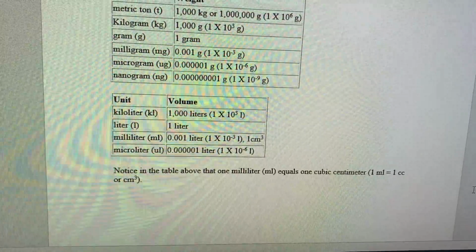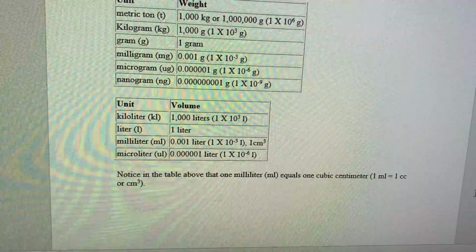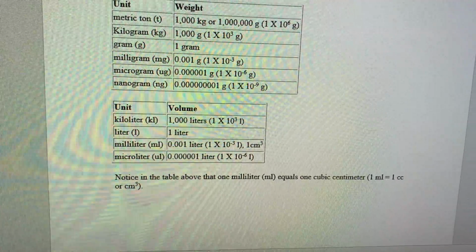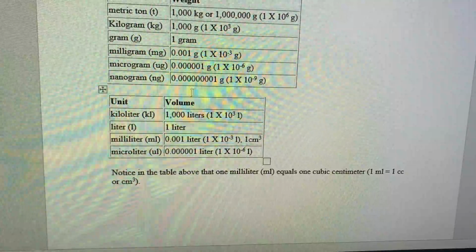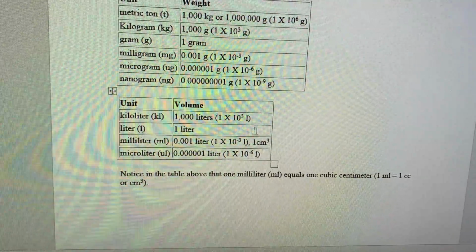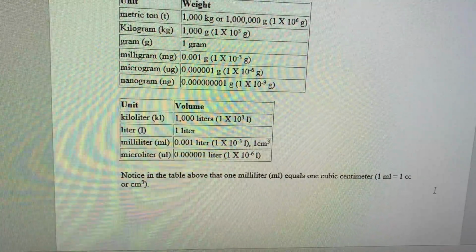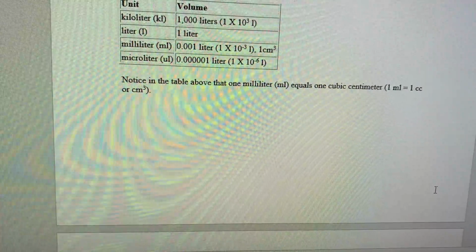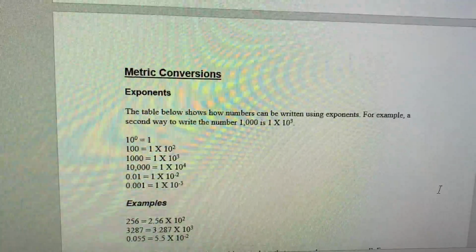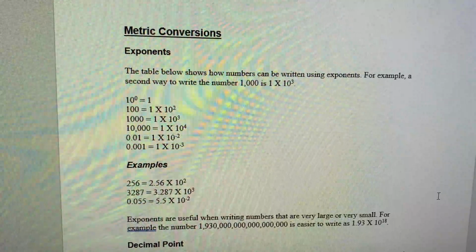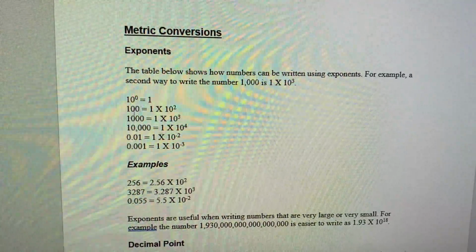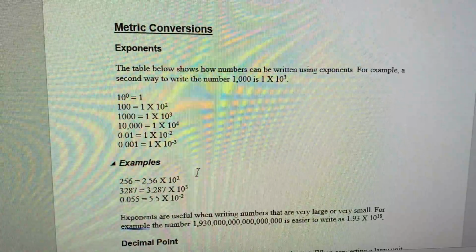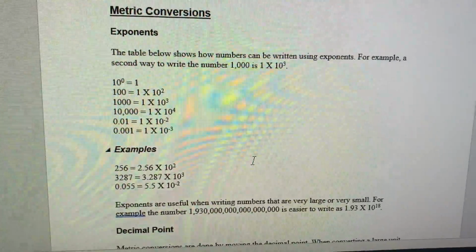This is the volume, liter and milliliter or cubic centimeter. Now, this is very good for learning how to convert, which I will show you now by explanation on the board.